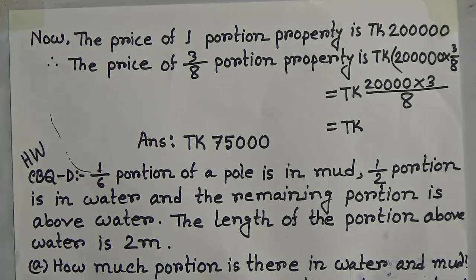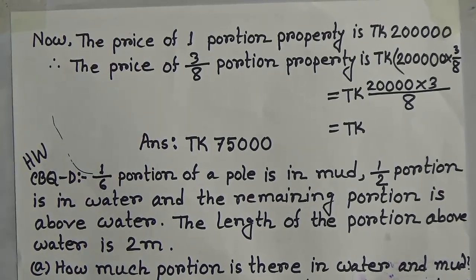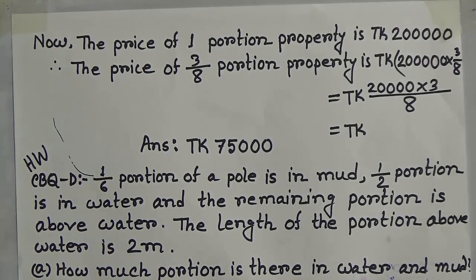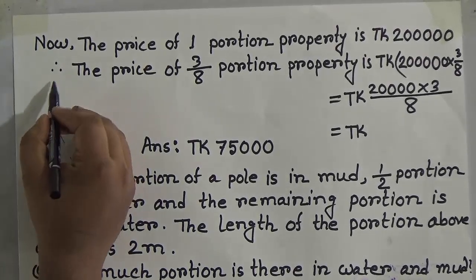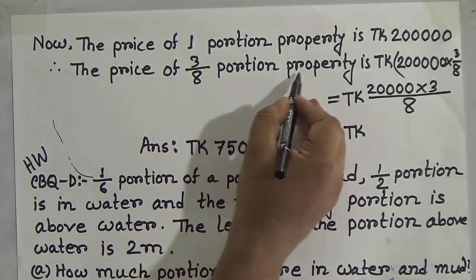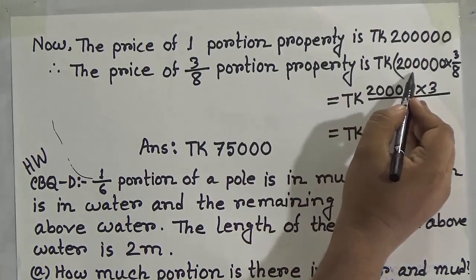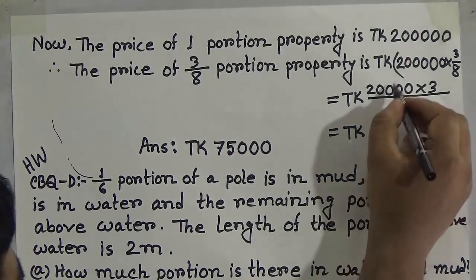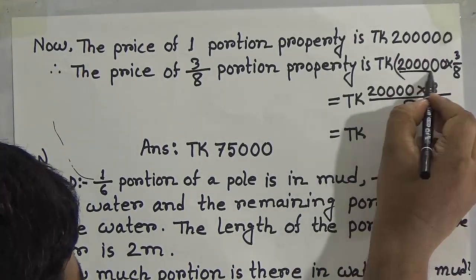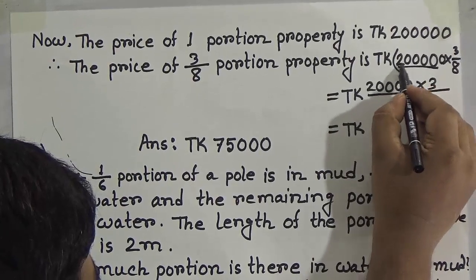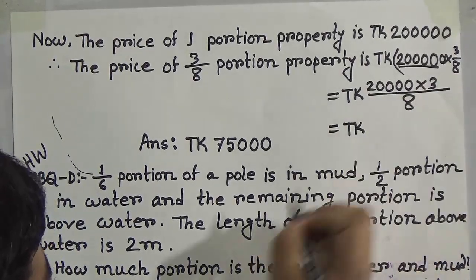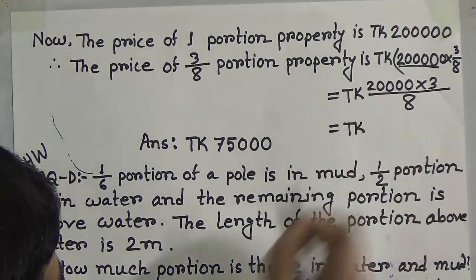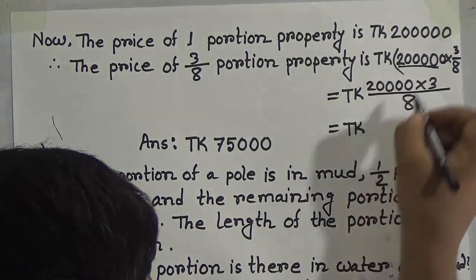So we need to find out the amount of property in taka of each child. Here each child gets 3 by 8 portions. So therefore the price of 3 by 8 portion of property is taka 2 lakh multiplied with 3 by 8. So we multiply 2 lakh with 3 divided by 8, and now we cut this 2 lakh by 8.